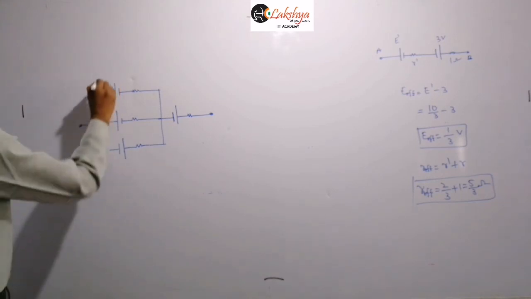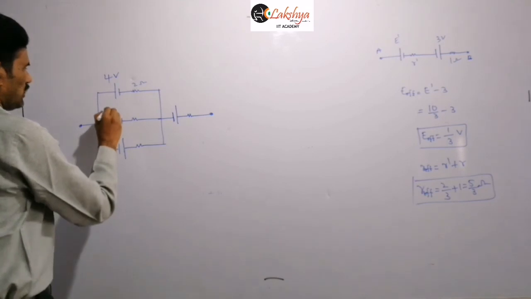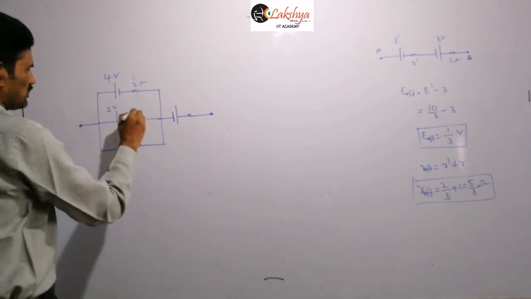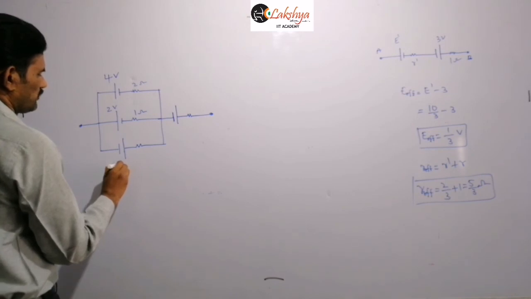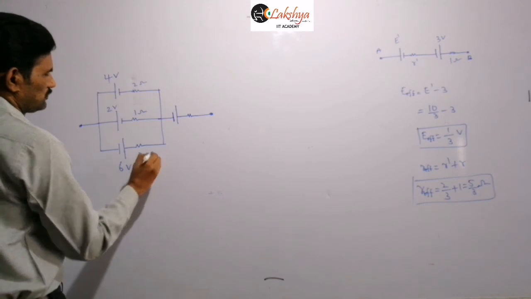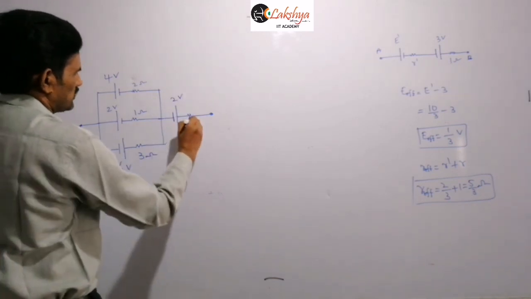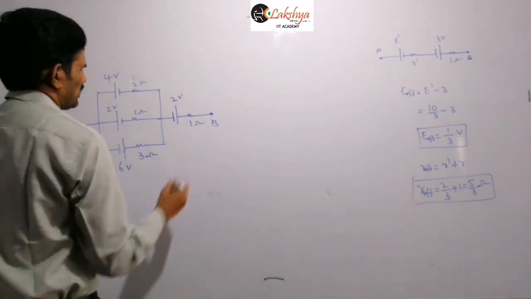Right. Suppose say this is 4 volts, 2 ohms. This is 2 volts, 1 ohm, and this value will be like 6 volts, 3 ohm, and this is 2 volts, 1 ohm. So you need to find the effective resistance between A and B.